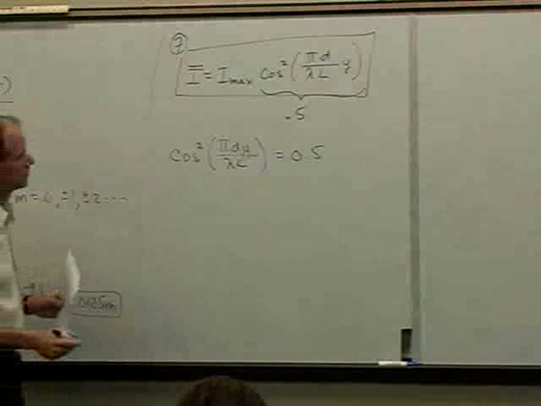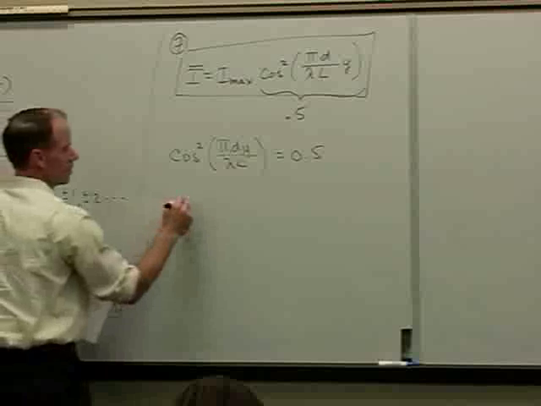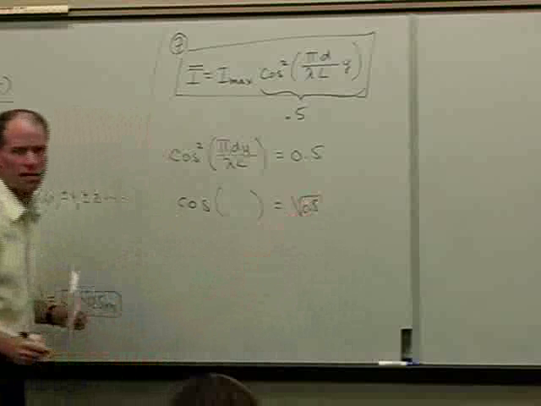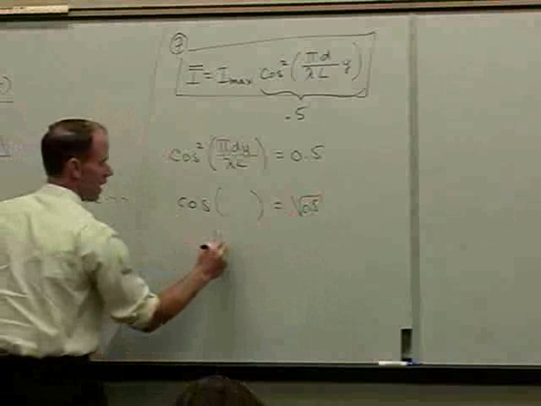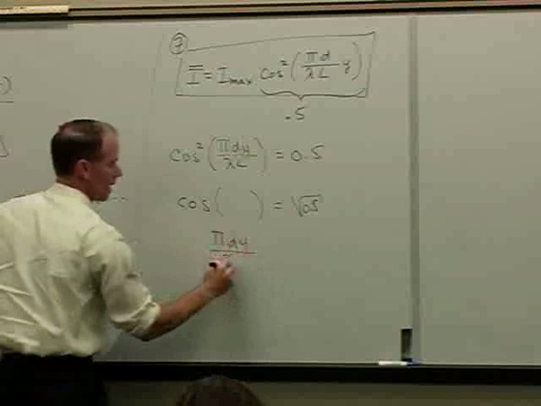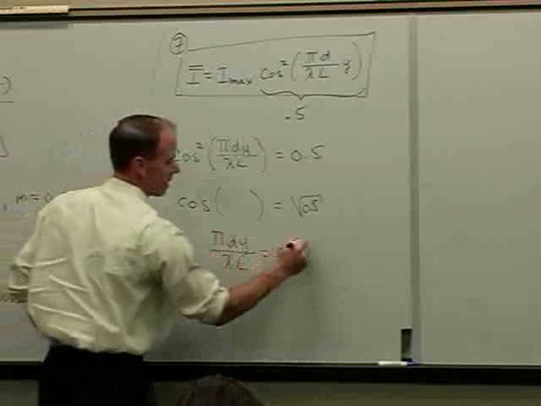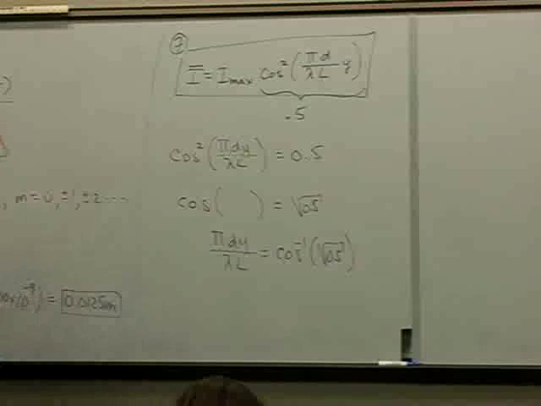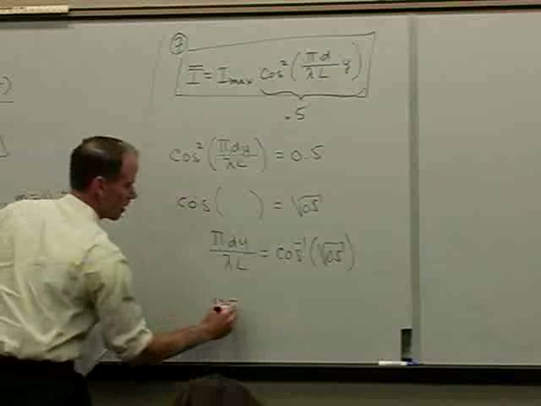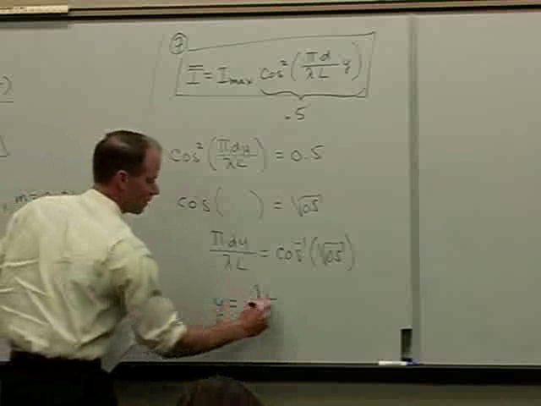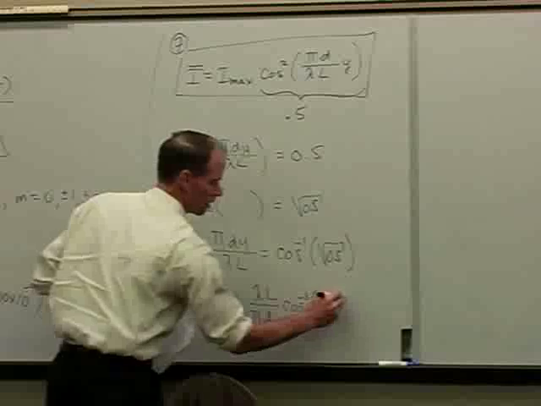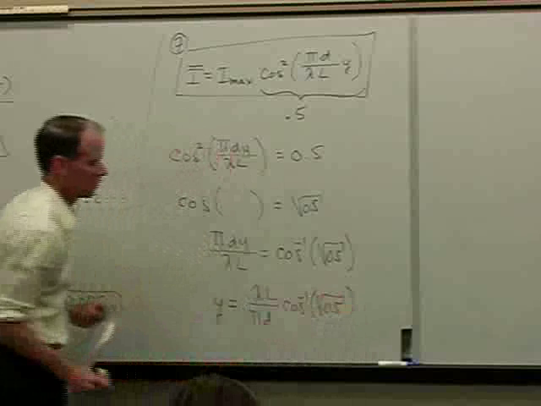Take the square root of both sides. Cosine of all that equals the square root of 0.5. Take the inverse cosine of both sides. So we have pi d y over lambda L equals the inverse cosine of the square root of 0.5. And we want to find y. So y is going to equal lambda L over pi d, times the inverse cosine of the square root of 0.5.